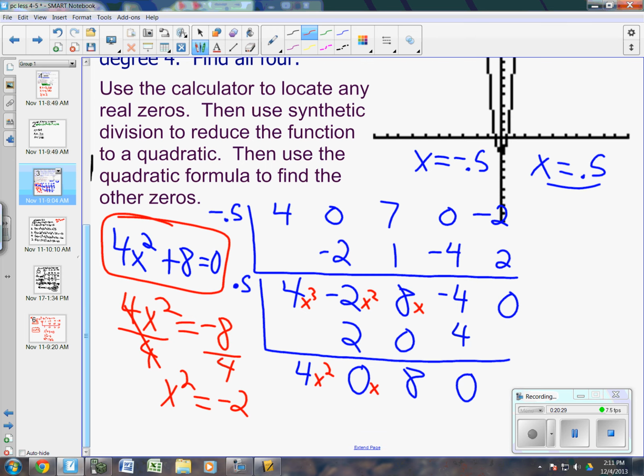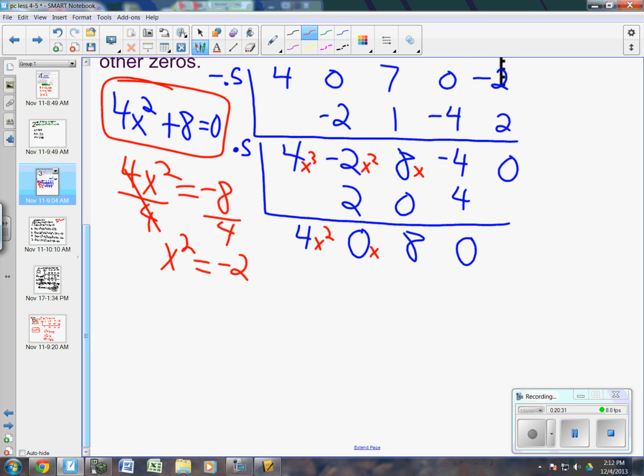Now, I can't square root a negative and get a real number. I can square root a negative and get an imaginary number, which we already knew they were going to be imaginary, right? Because we already found the 2 real zeros. So I'm going to take the square root of both sides. And I get x equals plus or minus. Why do I get plus or minus? It's going to be i. But whenever you take the square root of x squared equals something, you're always going to get a plus or minus. You're going to get a positive and a negative number.